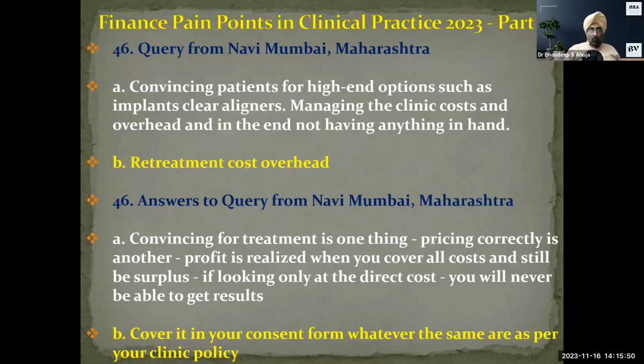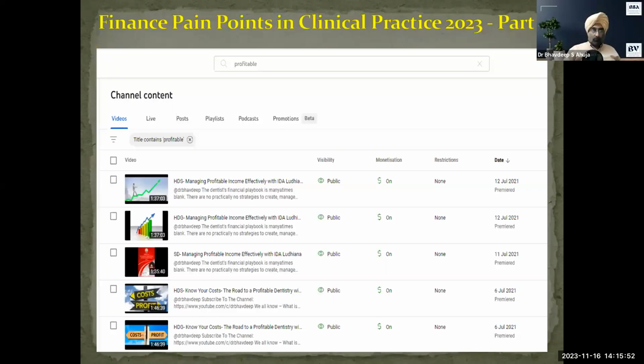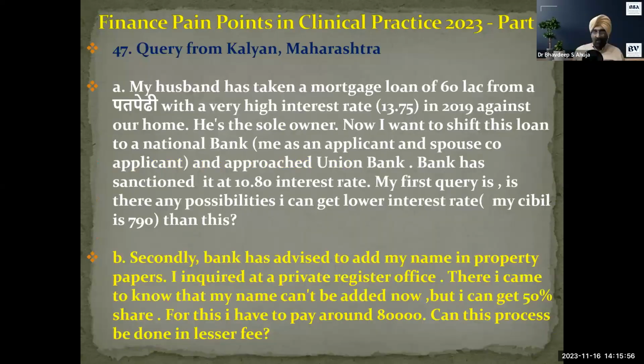Let's go to query number 47. So query number 47 is from Kalyan, Maharashtra. My husband has taken a mortgage loan of 60 lakhs from Patpedi with a very high interest rate, 13.75% in 2019 against our home. He is the sole owner. Now I want to shift this loan to a national bank. Me as an applicant and spouse as co-applicant, and approached Union Bank.